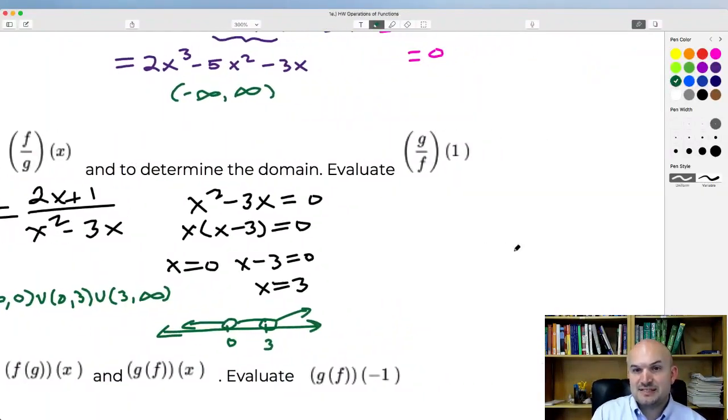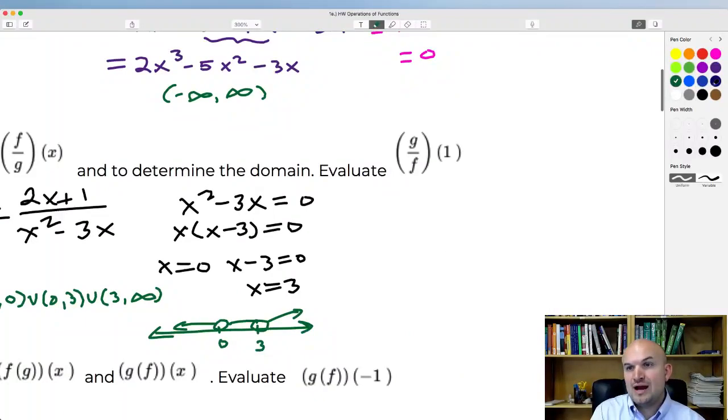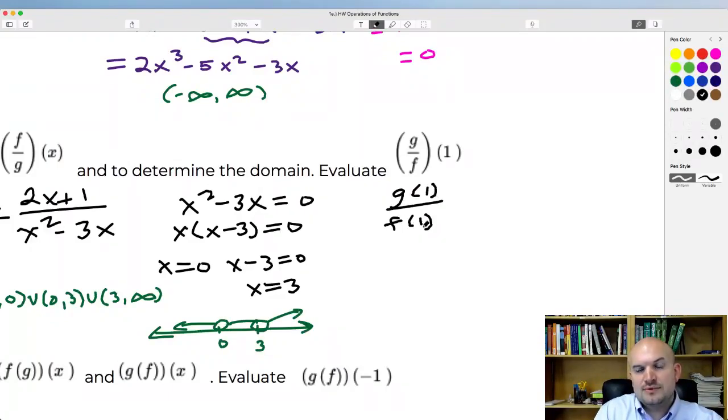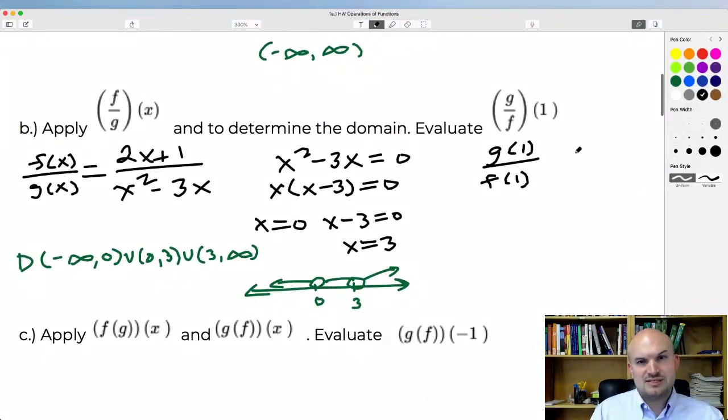Now the next one is taking us to what is g of 1 over f of 1. And this kind of goes back into the other one. You could do this as g of 1 over f of 1, or you could just evaluate g of x over f of x and then plug in the 1. It doesn't really matter which way you do it. So let's just do the plugging in g of 1 over f of 1 since I already have that written out.